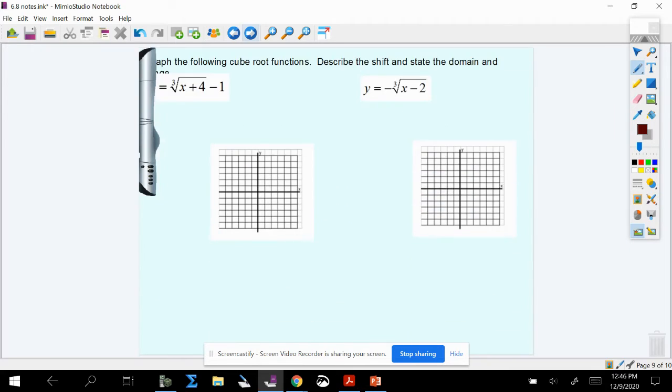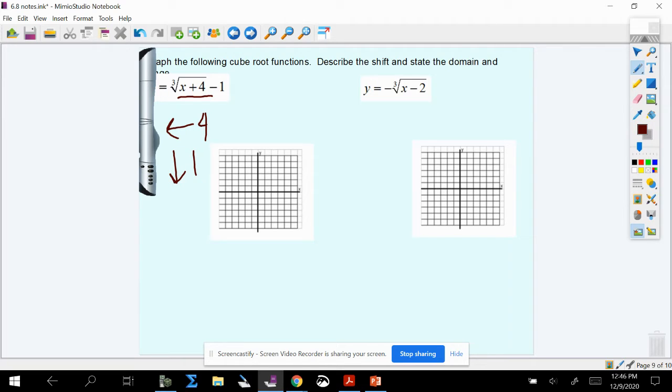So here are the types of things you could see. You'll be given a function and asked to describe the shift and then draw a picture. I like to describe the shift first. It helps me draw the picture. This one, because it has a +4 under the radical, just like we talked about with square roots, is going to move it to the left 4. And because it has a -1 after, it's going to move it down 1.